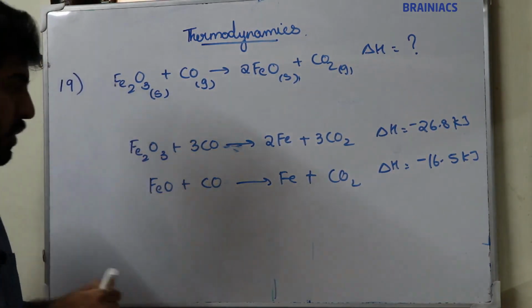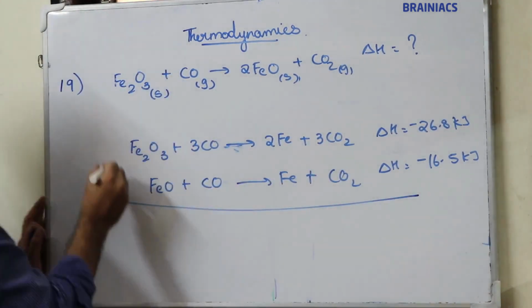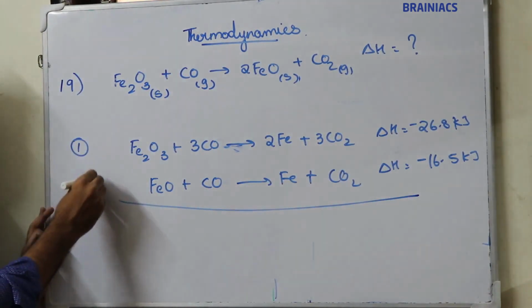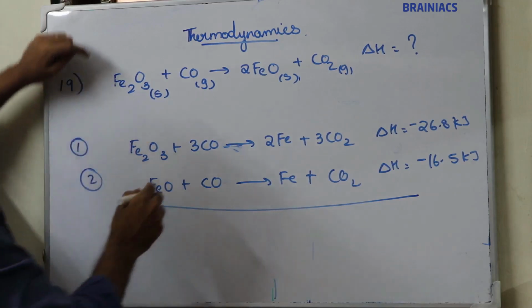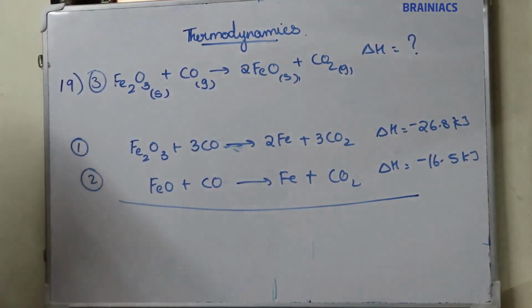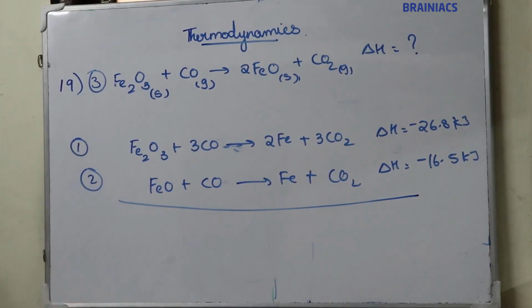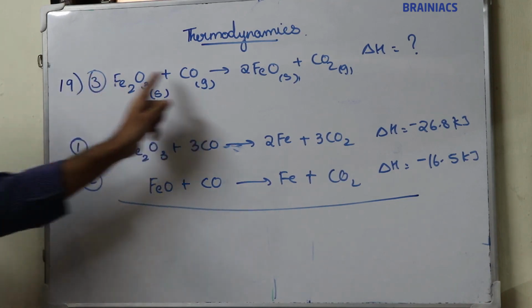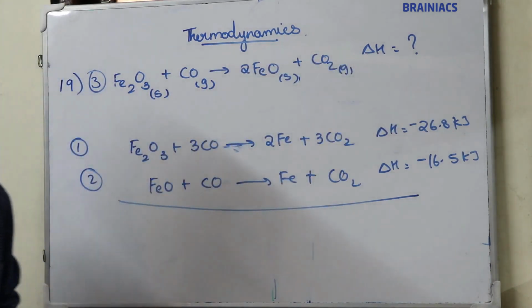So let this be equation 1 and let this be equation 2, and the above equation be equation 3. Okay, this is equation 1, this one is equation 2, and the above equation is equation 3. Now we have to calculate the delta H value of equation 3.